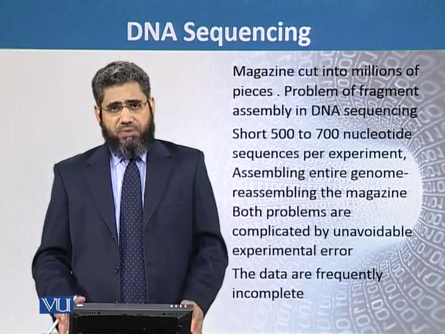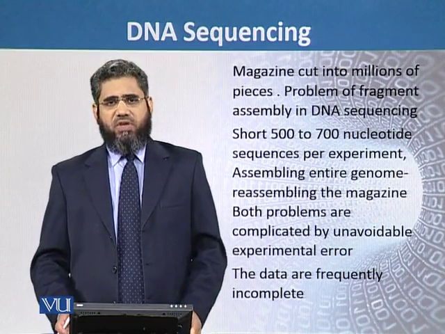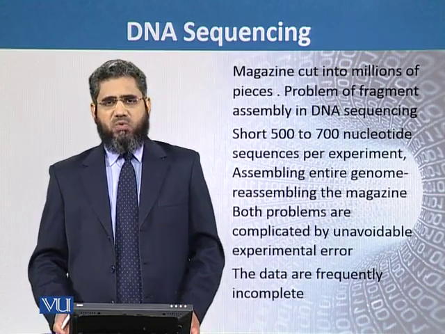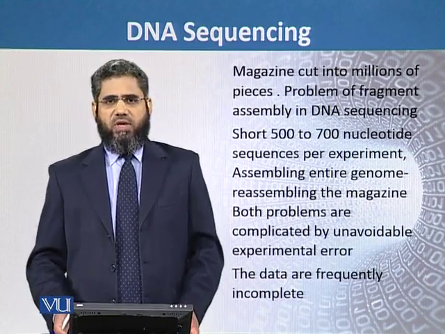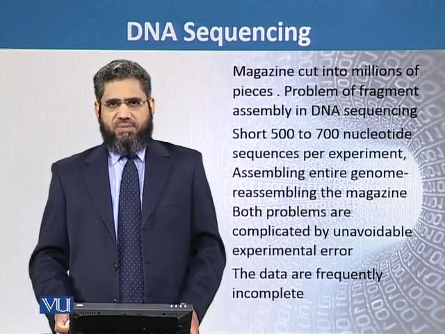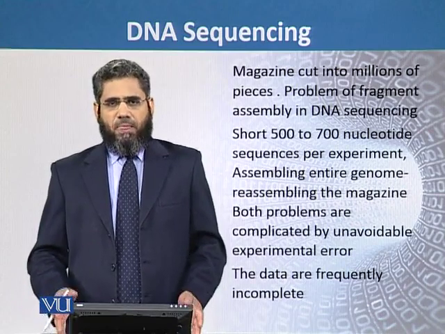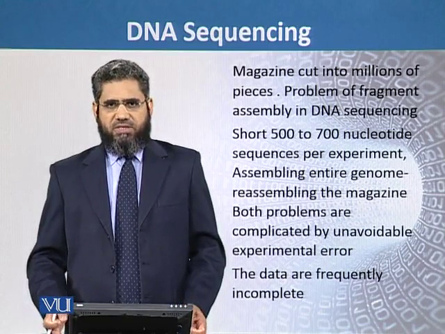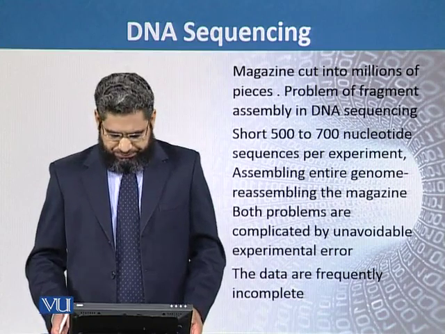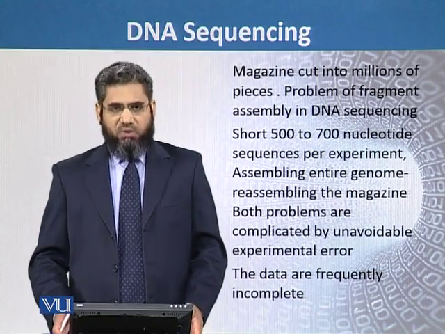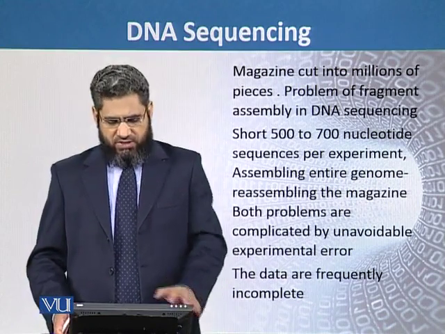Then when we perform the DNA sequencing and get the fragments, the problem is that we have to assemble those fragments into an entire genome. And the problem is again as we encountered with the small pieces of the magazines: some of the pieces were lost. In DNA sequencing also, some of the sequence never comes up in the sequencing process, and sometimes we cannot read the sequence properly. This problem is unavoidable because there are experimental errors when we do DNA sequencing.